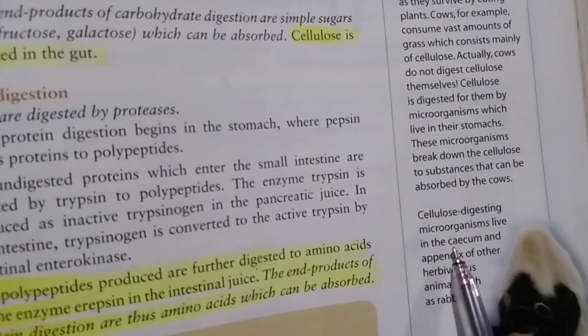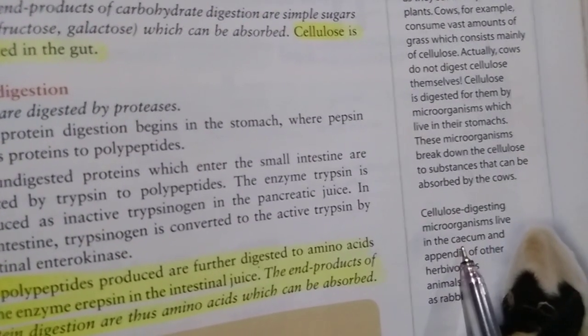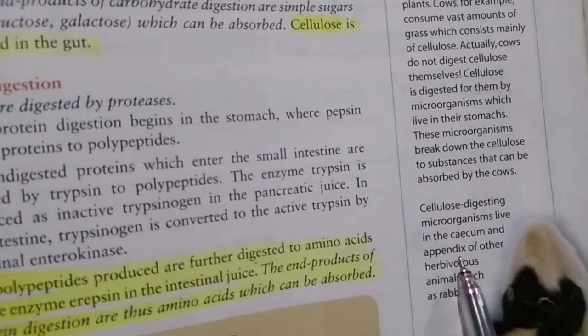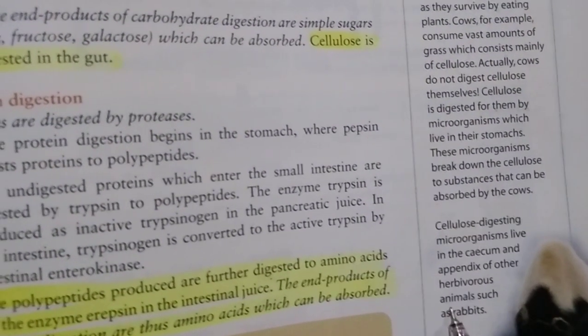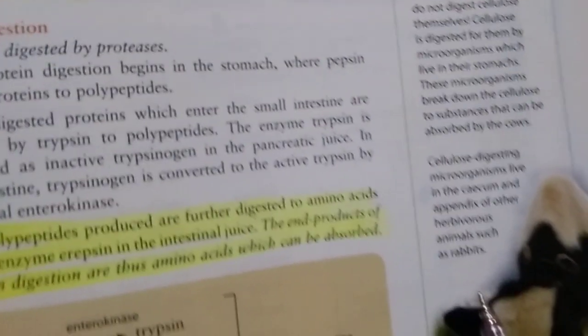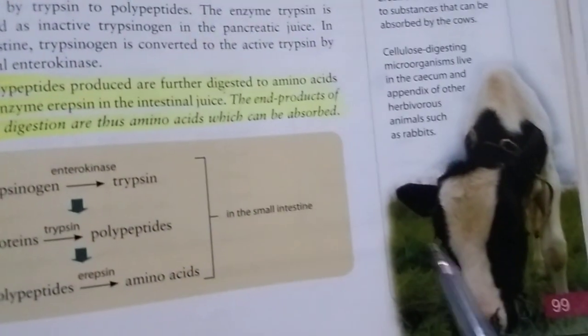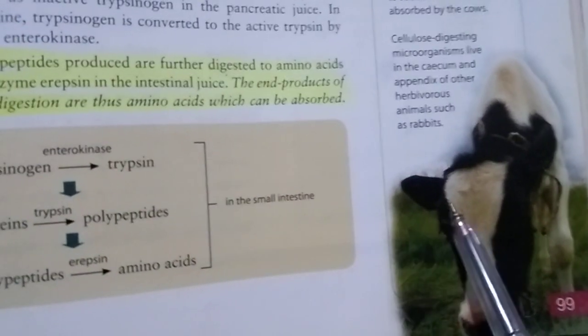Cellulose-digesting microorganisms live in the cecum and appendix of other herbivorous animals such as the rabbit.